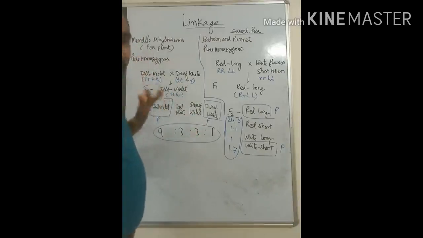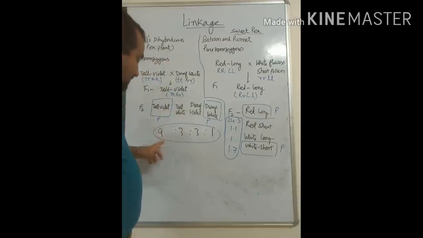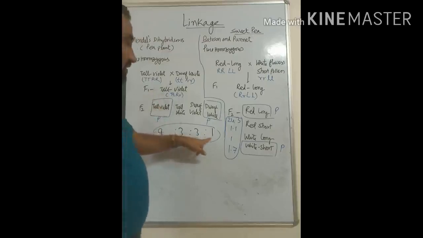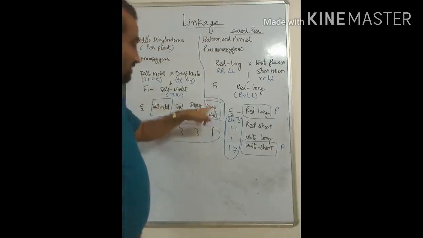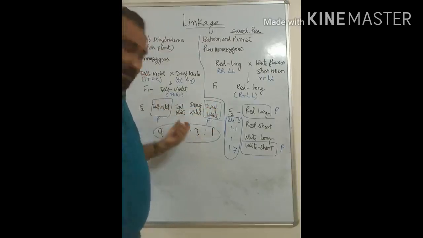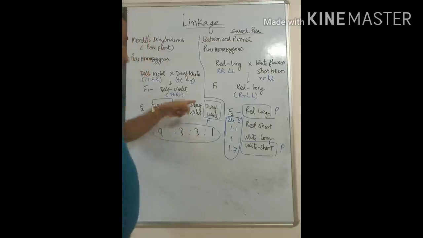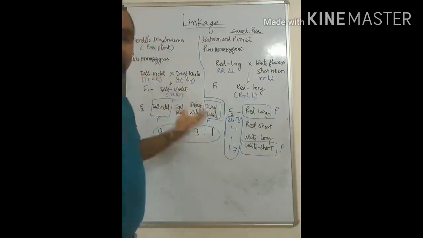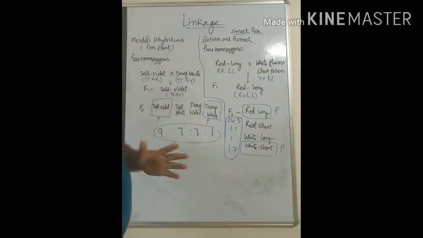of a dihybrid cross for Mendelian cross for pea plant is 9:3:3:1. Here the 9 represents the phenotypic expression of the first parent, that is tall and violet, and the 1 represents the recessive parent, that is dwarf and white, and these 3 and 3 represent the new combinations produced by the parental gametes.